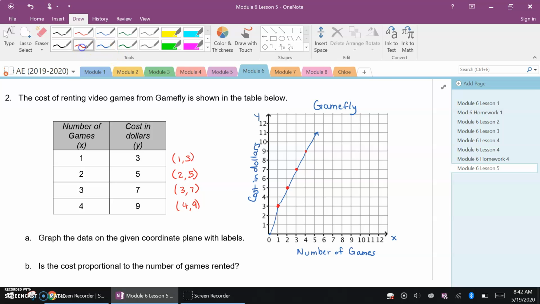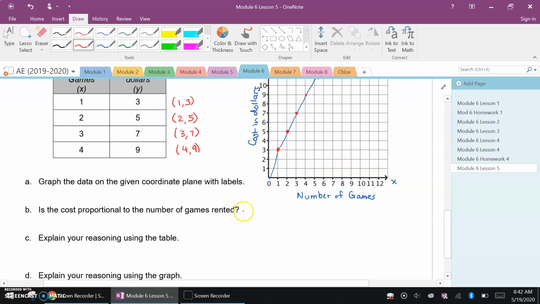So when it says, is the cost proportional? Our answer here will be no. When we look at the table, 1 times 3 does give us 3, but 2 times 3 does not give us 5. Let's say we forgot that, and then we check this one here. We know definitely that 3 times 3 is not 7, and 4 times 3 is definitely not 9. Oops. And we decided to make the one on the bottom totally upside down just for fun.